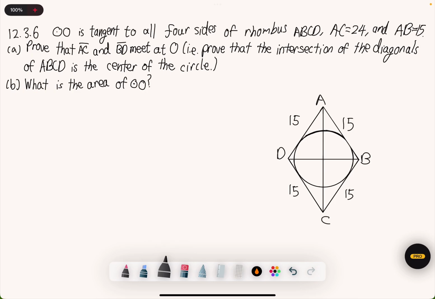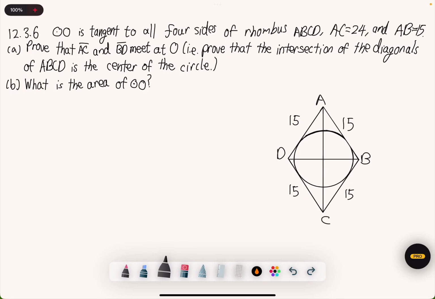So the first question, question A, says: prove that AC and BD meet at O, i.e. prove that the intersection of the diagonals of ABCD is the center of the circle. So we want to prove that this point here is the center of the circle. Well, how do we do that?